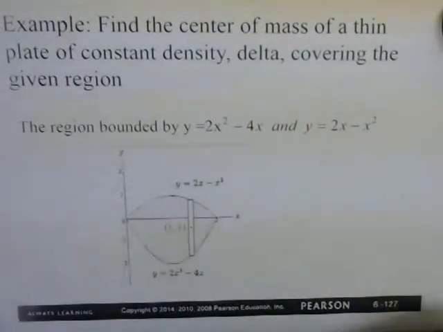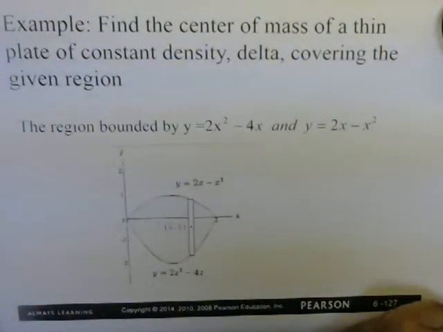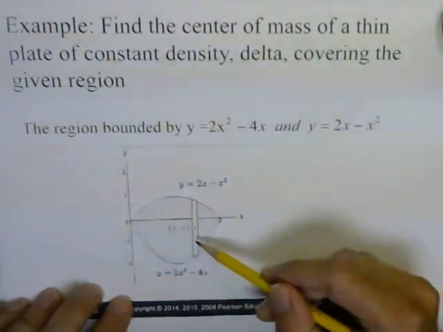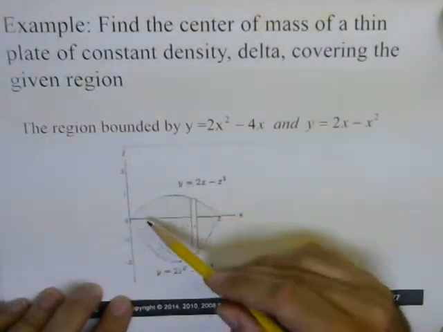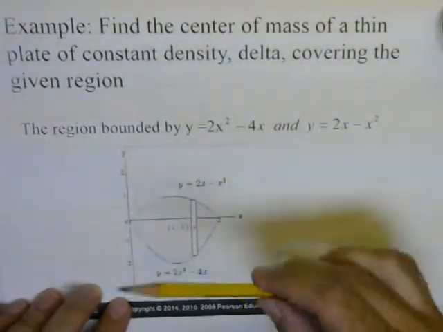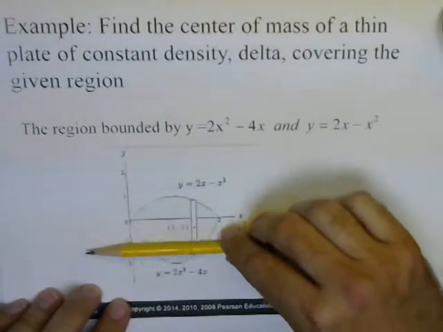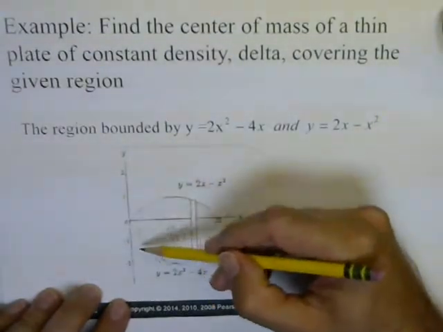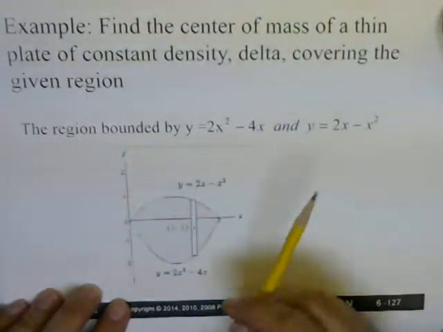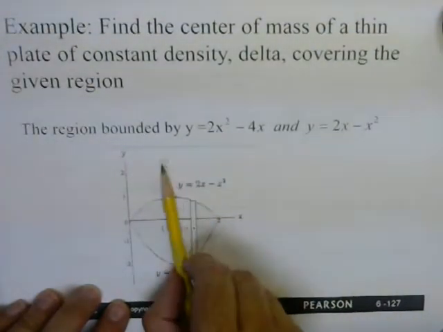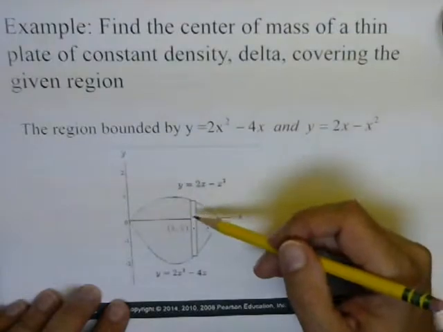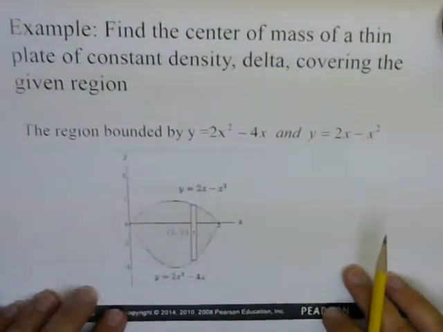Let's look at another example. Let's say you want to find the center of mass of a thin plate of constant density delta covering the given region. And so the bottom curve here is given by 2x squared minus 4x. The top curve is given by this. Again, you don't really want to integrate this way because the curve changes from here to here. So try to integrate so that you can always have the same curve on the top and the bottom, right? If I integrate this way, I've always got this curve on top and that curve on the bottom.